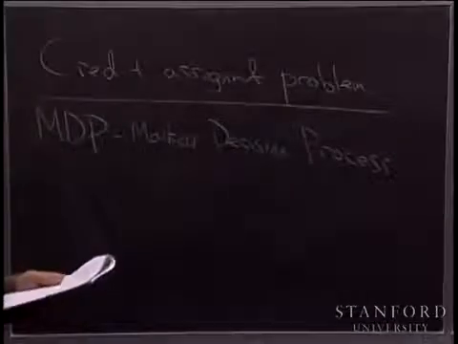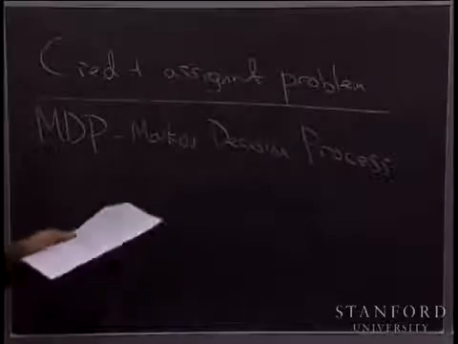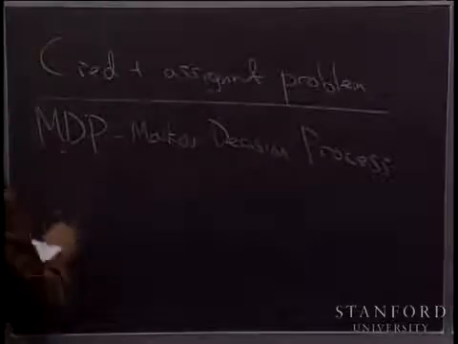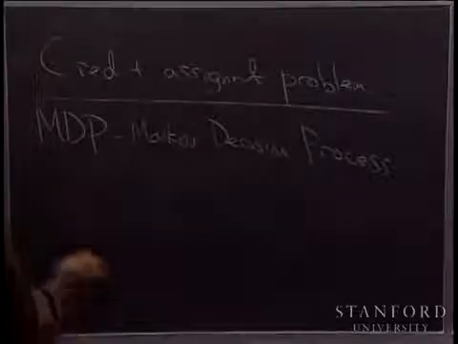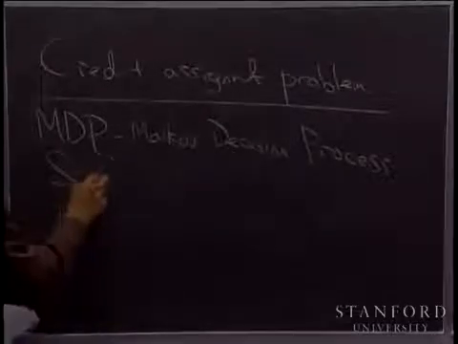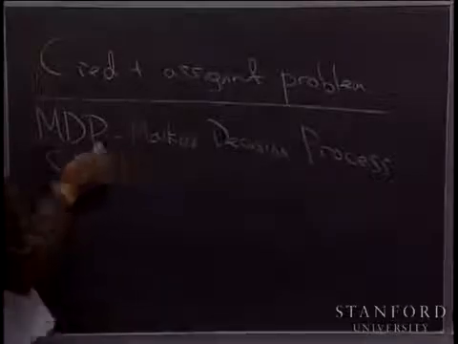And let's see, an MDP is a 5-tuple. I have enough space. Well, comprising 5 things. Just write this here, I guess.